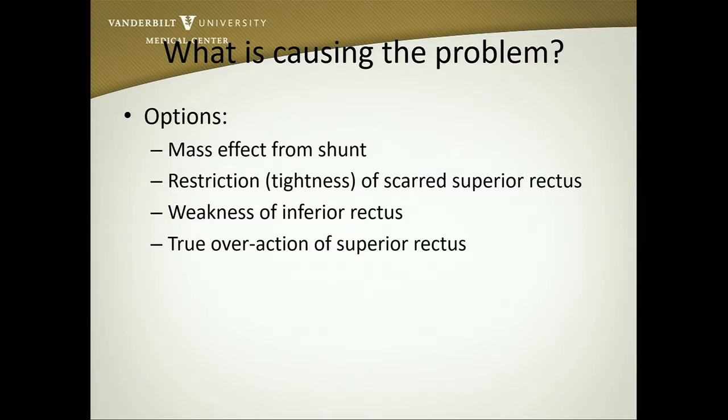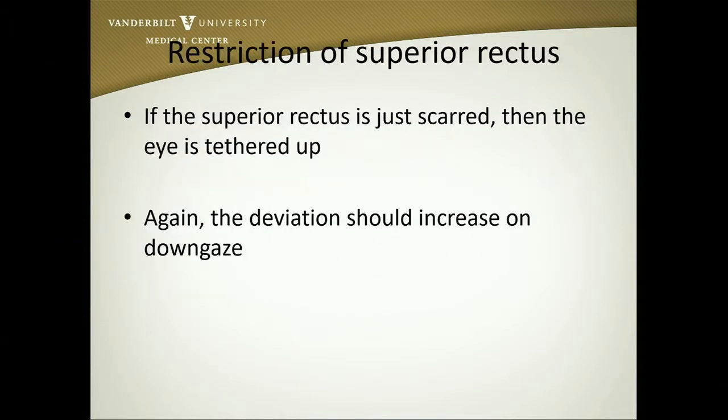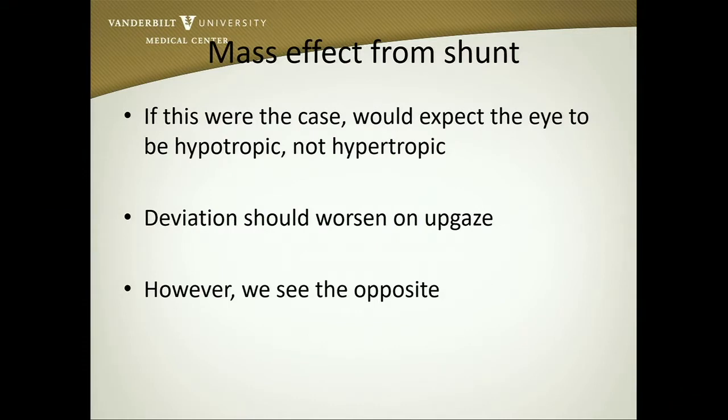You could have a mass effect from the shunt. You could have restriction or tightness of a scarred superior rectus, weakness of the inferior rectus, or true overaction of the superior rectus. And we're going to ignore the superior oblique for just a moment. Let's go back. If it's a mass effect, you would expect the eye to be hypotropic, not hypertropic, because the shunt is superior. The deviation, again, should be worse on up gaze. However, again, we're seeing the opposite here.